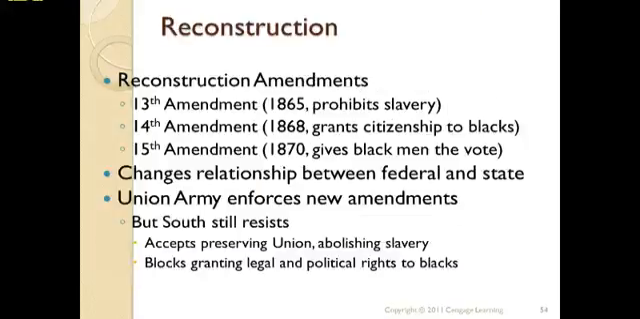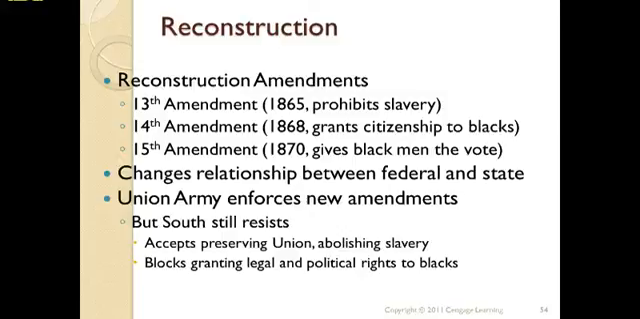Reconstruction. Now we're flash forwarding to after the Civil War. We have what are called the Reconstruction Amendments. There are 3 of them. The 13th forbids slavery. The 14th, equal protection and citizenship. The 15th, black men, not women, get the right to vote. We'll talk about women in another presentation.